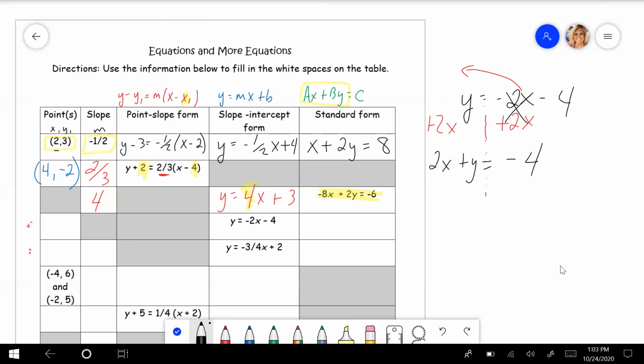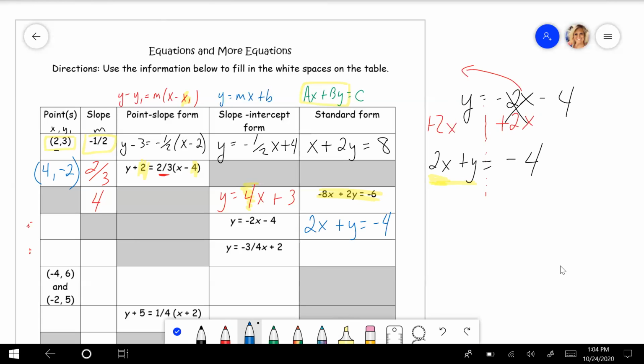Now, the rules of standard form is that x and y have to be on the same side, which they are. Can't have any fractions in with the x or the y, and the x number has to start off being positive, which it is. So this means that we did it right. So I have 2x plus y equals -4.